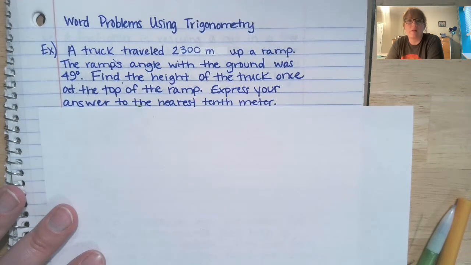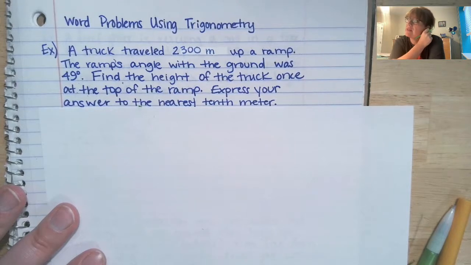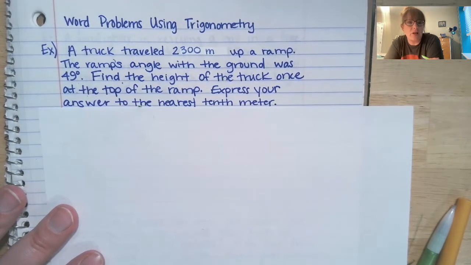Hi guys, we're going to talk about word problems today that need to use trigonometry to find some missing pieces. These are all right triangles. We haven't learned how to do trigonometry without right triangles yet. Go ahead and pause the video and write this example down in your notebooks and follow along.